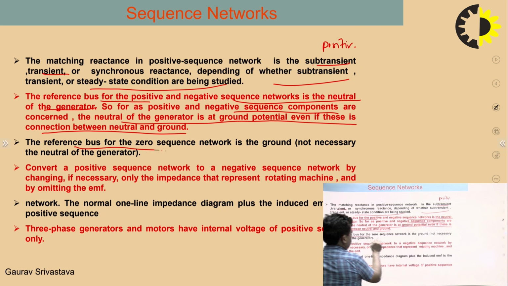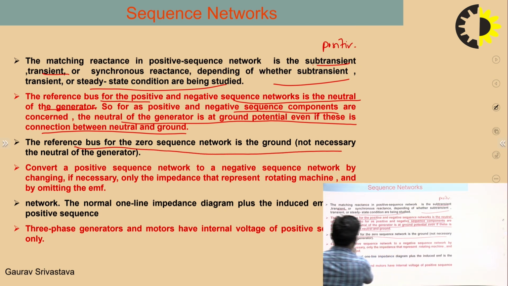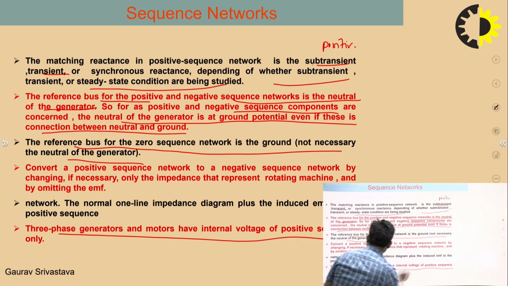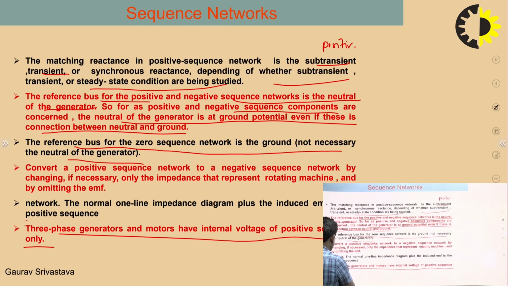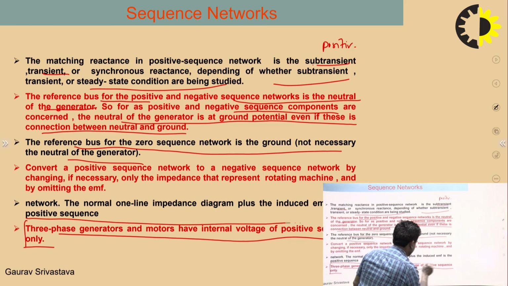The reference bus for the zero sequence is the ground, which is not necessarily the generator neutral. Convert to a per unit normal line impedance diagram plus the internal EMF. Three-phase generators and motors have internal voltage of positive sequence only. That is a very important line which we are using here.